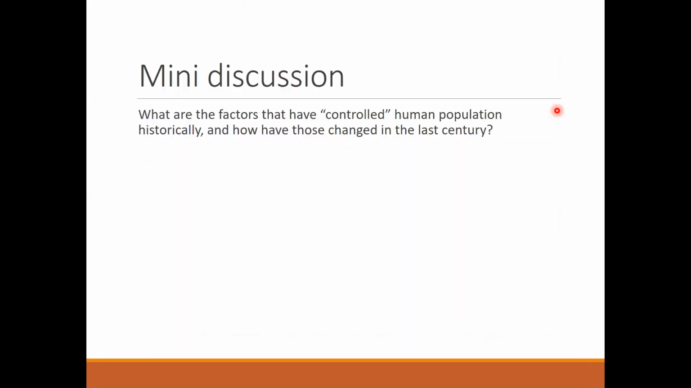Okay. So some things for you to think through on your own, maybe discuss with your class partner at some point. So what are the factors that have controlled human population historically, and how have those changed in the last century? So if you want to think about that for a minute, you could pause the video, maybe jot down some of your own ideas, before I share some of the thoughts that I have on this, and that would have been in the readings.